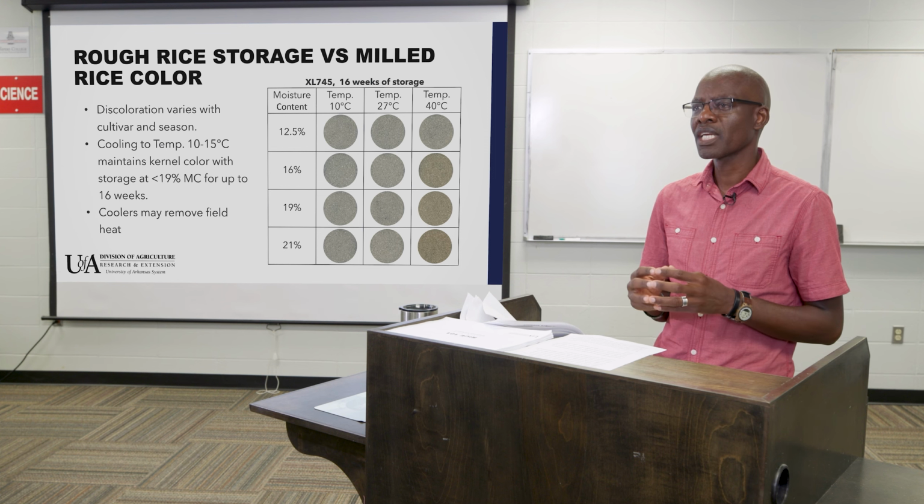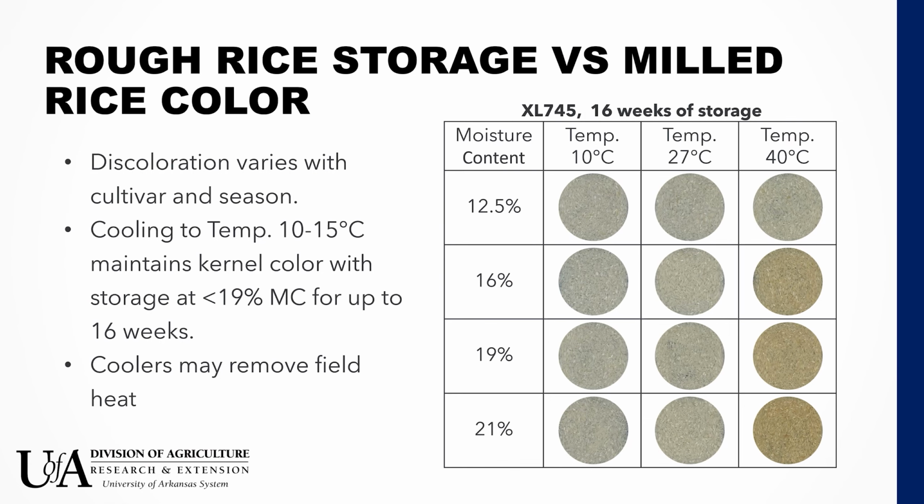I wanted to take some time to show you some of the kinetics that come into play when rice is stored at different conditions, particularly looking at the impact of different cultivars, storage temperatures, storage duration, and moisture content. This slide here is showing us the rough rice storage versus the milled rice color. Again, this is from an experiment that we have conducted here in the lab. You can see the changes in moisture content. This picture is captured for rice that was stored for about 16 weeks.